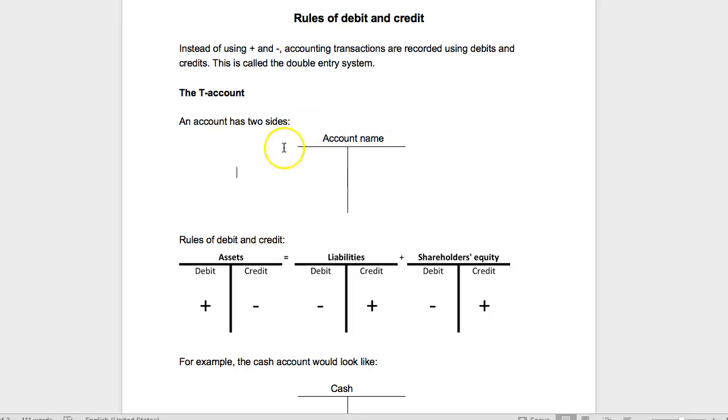This is what we call a T account. It's called a T account because it looks like the letter T, and it has two columns: a column on the left side and a column on the right side. The special name for the column on the left side is the debit side, and the special name for the column on the right is the credit side. It doesn't matter if we're talking about an asset or a liability or an equity, the left is debit and the right is credit.